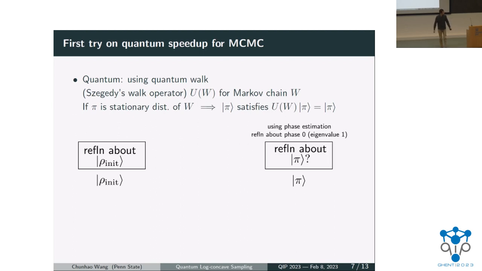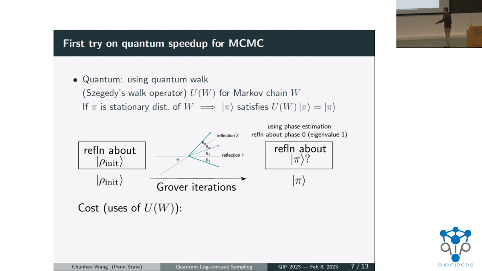Now we have two reflections. Does that remind you of anything? Two reflections are the same as one rotation, right? It's Grover. So we can use the Grover iterator to rotate from the initial distribution state to the target distribution state. So that's it. What's the cost of this procedure? The cost depends on two things. The first is the cost of implementing the phase estimation. The second is the number of iterations.